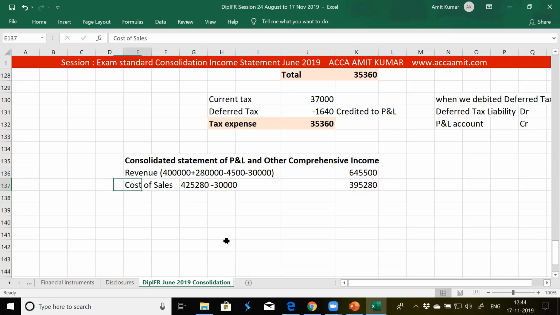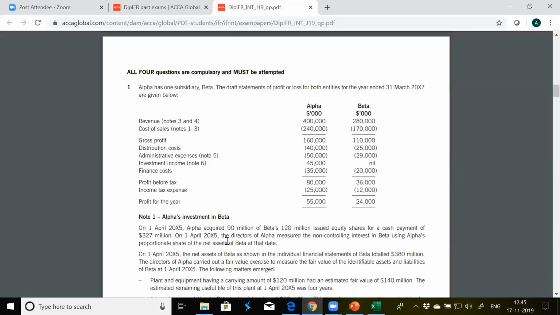The purpose is doing it here so that we can match it. 30,000 removed from revenue, 30,000 removed from cost of sales. This has taken into account unrealized profit already, so we do not need to do anything separately. 645 minus 395,280 is the gross profit. We'll use all the line items which are there as part of the balance sheet.